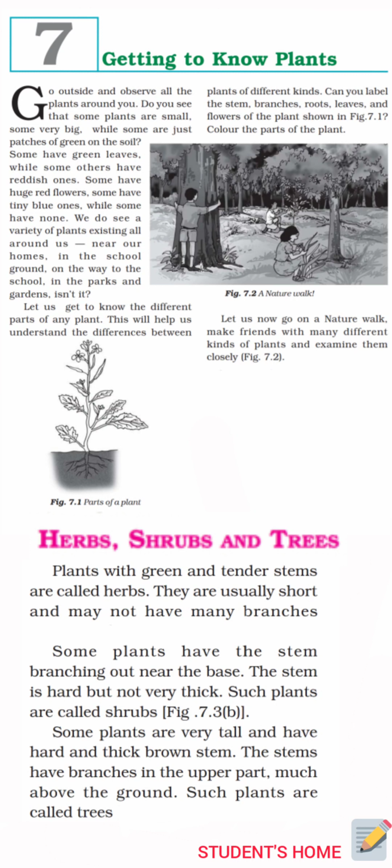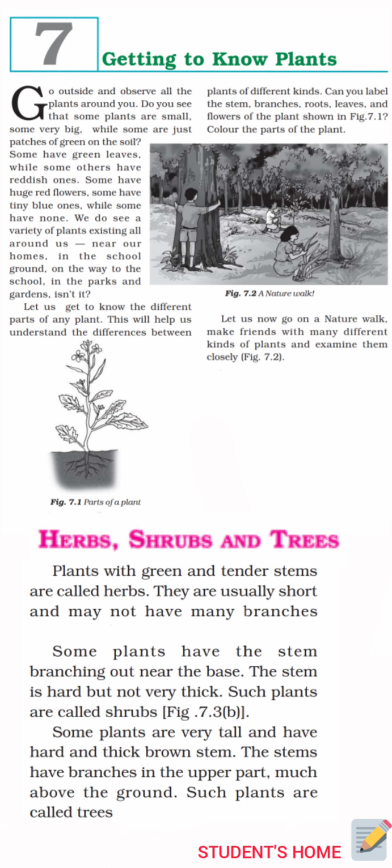So class, based on the different characters like leaf, stem, roots, plants are classified into three categories, that is herbs, shrubs and trees. So the plants with green and tender stems are called herbs. They are usually short and may not have many branches. For example, mint and coriander.